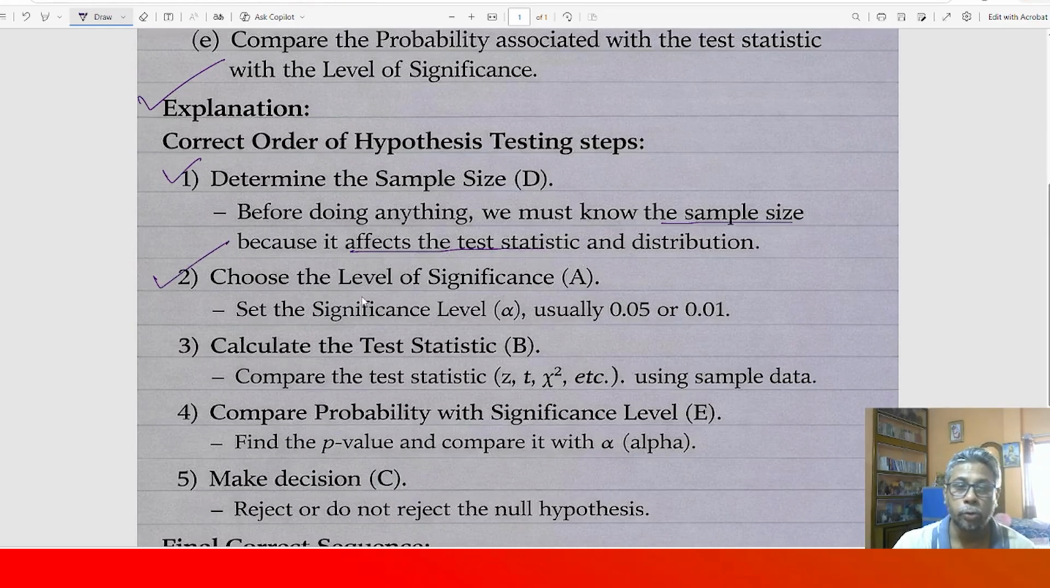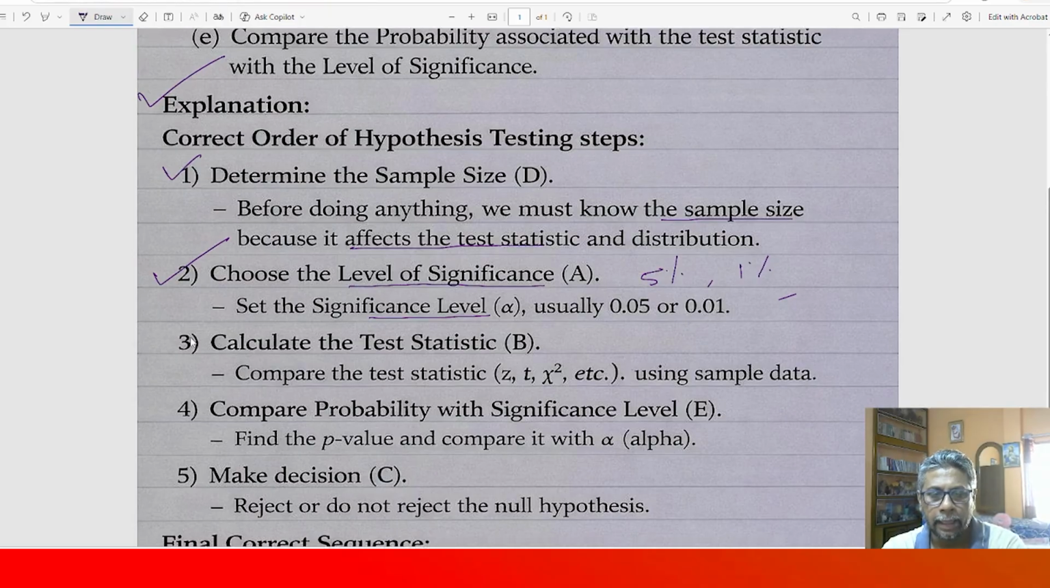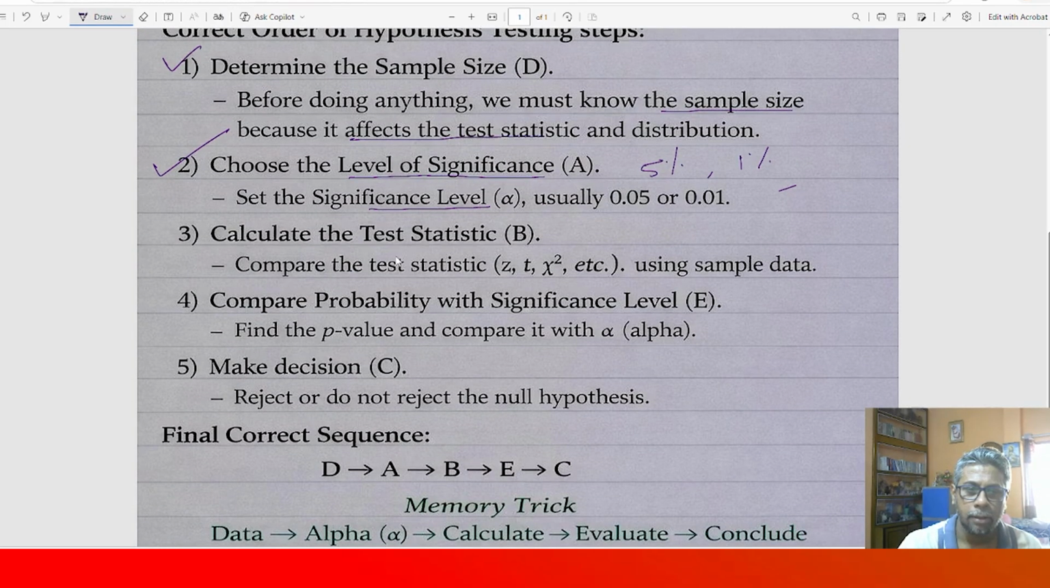Number two, choose the level of significance. Generally we choose 0.05 or 0.01, either 5% level of significance or 1% level of significance. Third, calculate the test statistics, using the sample.